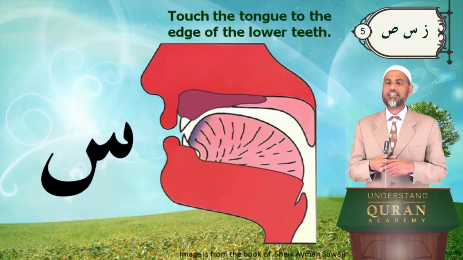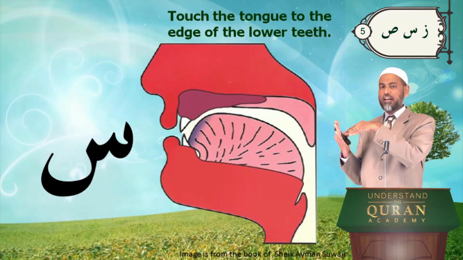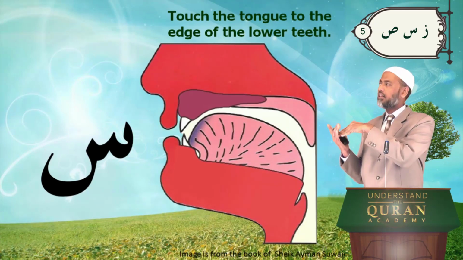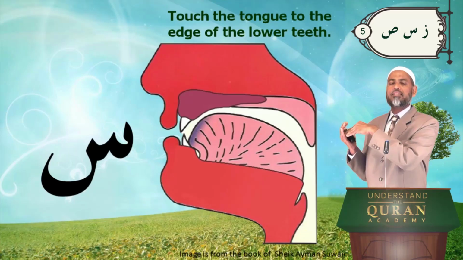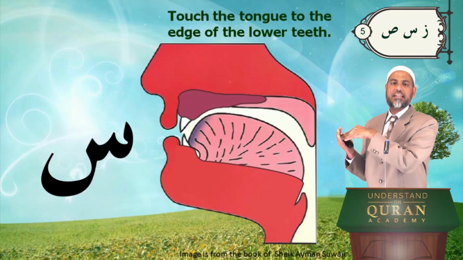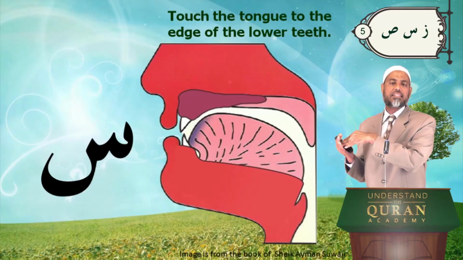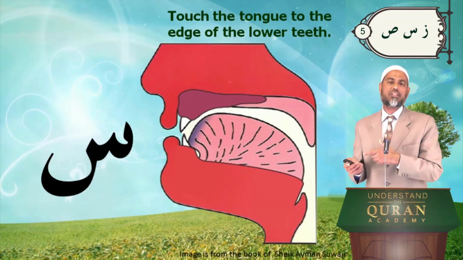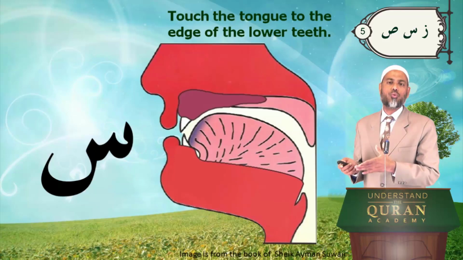How do you say sin? Touch the tongue tip to the edge of the lower teeth. Touch the tongue to the edge of the lower teeth, and then say, as clear from the picture, sa. The name is sin, the sound is sa, or si, or su, or as.